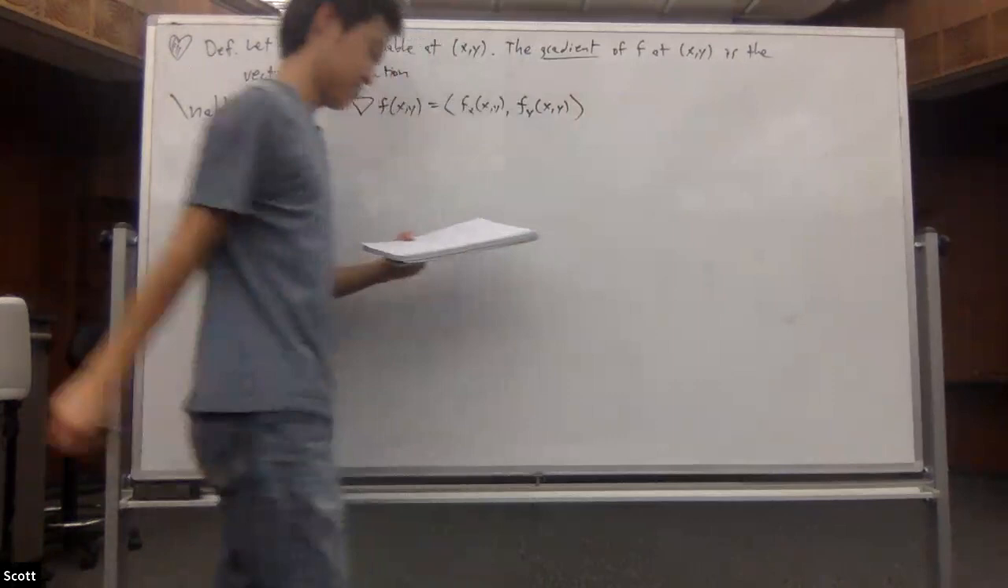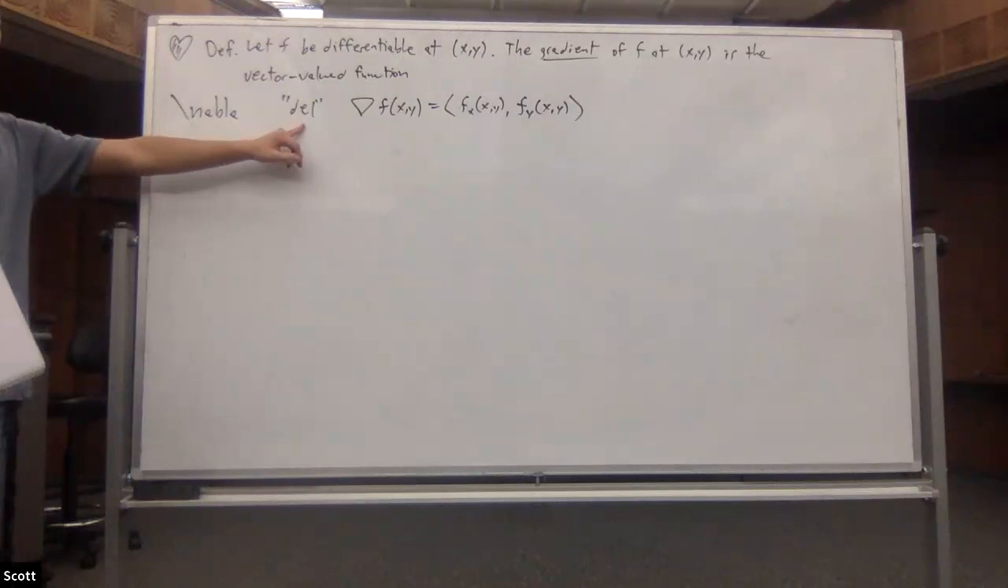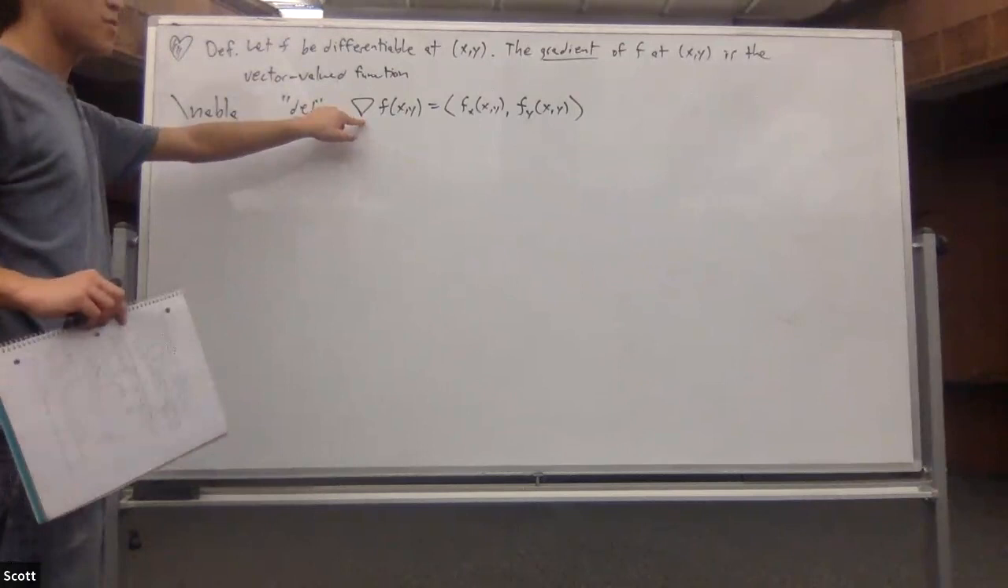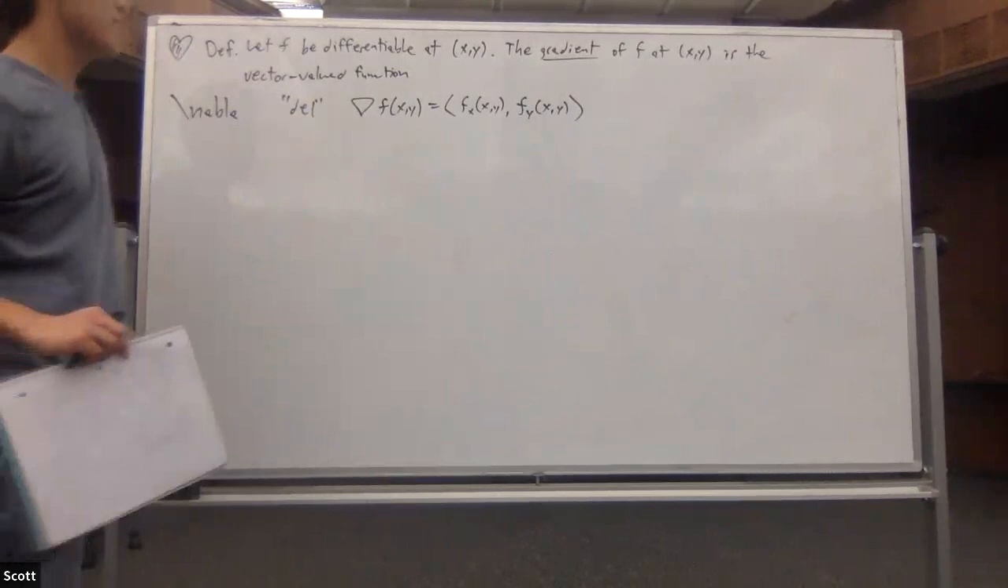The only reason I introduced the del here is because it makes a massive comeback in chapter 17, so it's important to know. What is del? Oh, it's just this upside down triangle. So you don't have to try to read your notes and say upside down triangle f of x, y, you could either say the gradient of f of x, y, or del f of x, y.